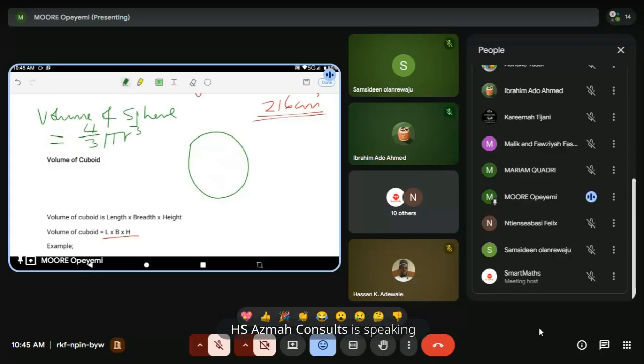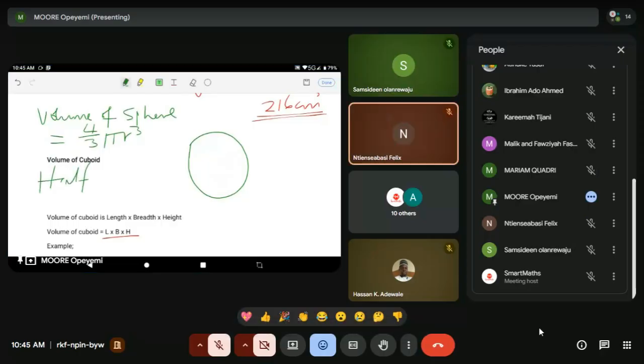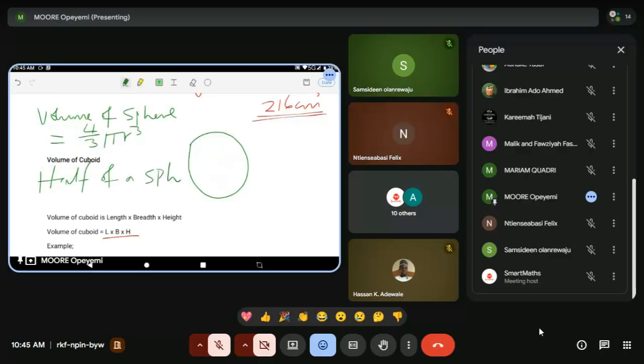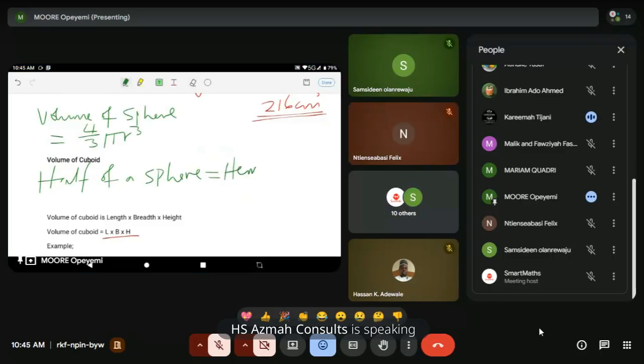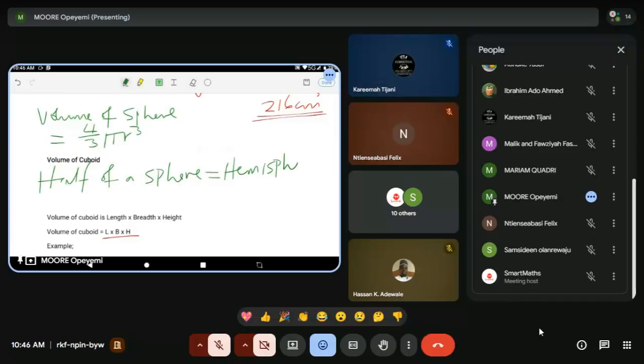What do we call half of a sphere? What is the name of half of a sphere? So how do you get 4/3? Yes, that is the formula. Half of a sphere is called a hemisphere. Something like this can be under objective question. I think I have seen it once. Half of a sphere is hemisphere.